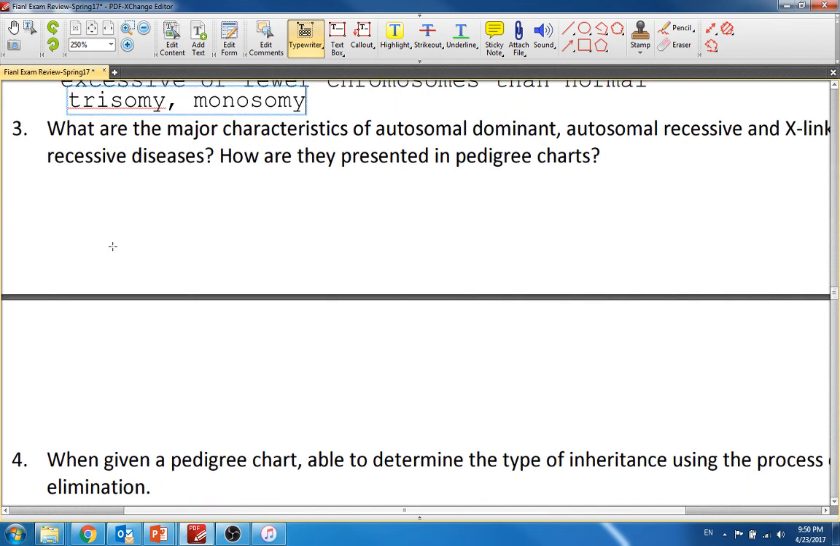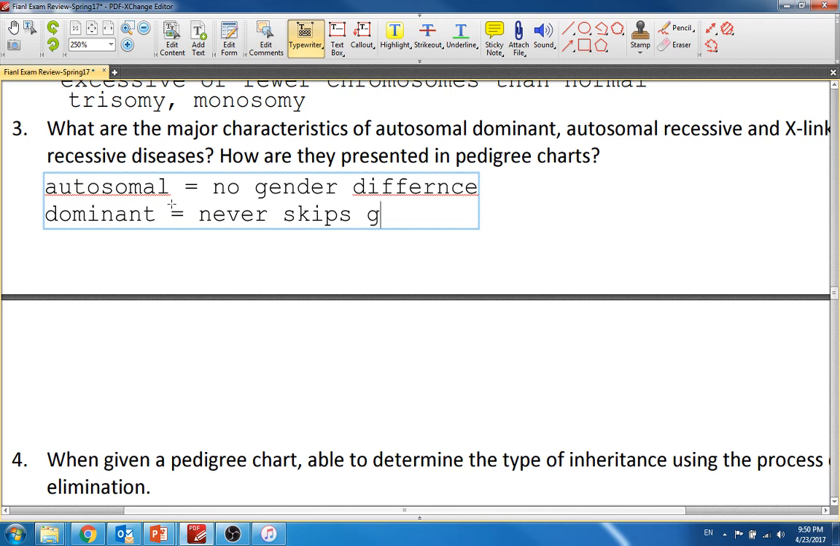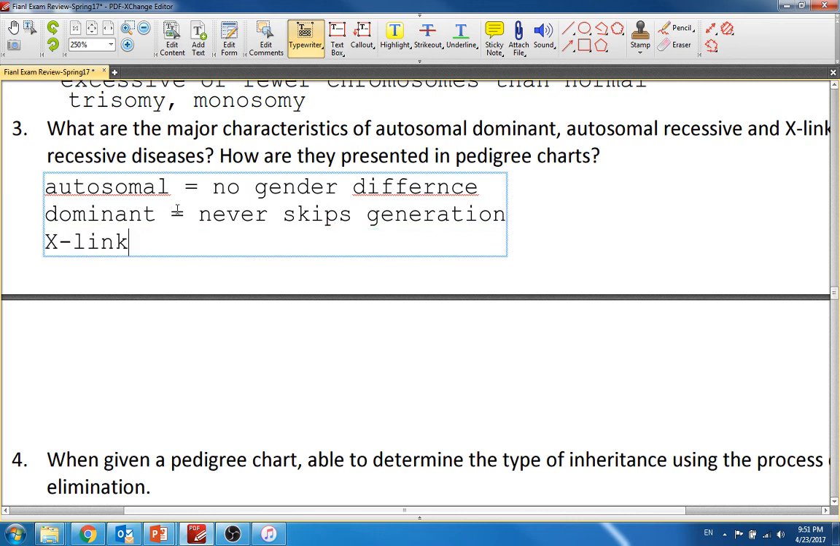Number 3, what are the major characteristics of autosomal dominant, autosomal recessive, and X-linked recessive diseases? First, if it is autosomal dominant, you should see equal occurrence between males and females. You should also see that the disease does not skip generations when you go backwards. If one person is affected, there must be at least one affected parent.